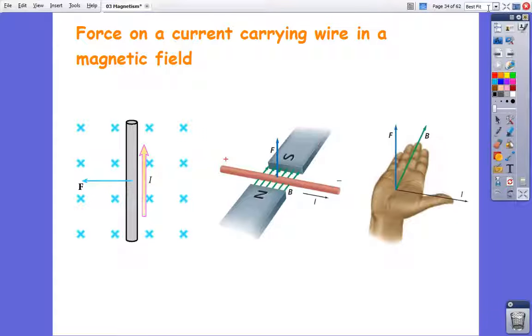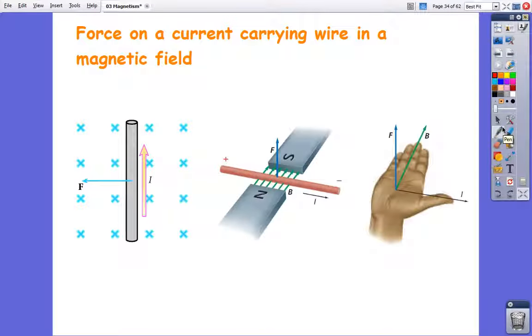Last time we discussed the effect of a magnetic field on a moving charge, especially a positive charge moving in a straight line. A charge moving in a straight line will move in a curve because of the force of the magnetic field. In this video, we are going to discuss the force on a current carrying wire in a magnetic field.